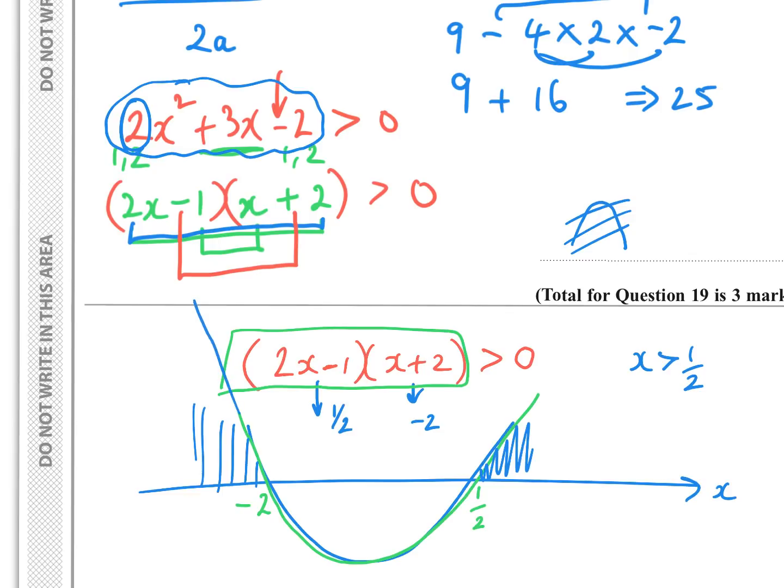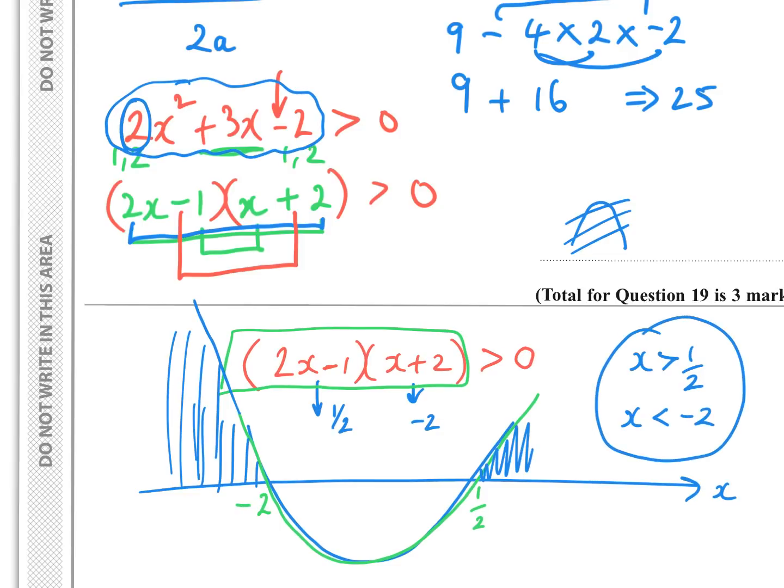and everywhere here. The axis would go on forever. Everywhere here where x is less than negative 2. So these would be the criteria here to fulfill the question, and that's how we can do quadratic inequalities. It's actually quite straightforward if you look at the shape of the graph and draw the x-axis on there.